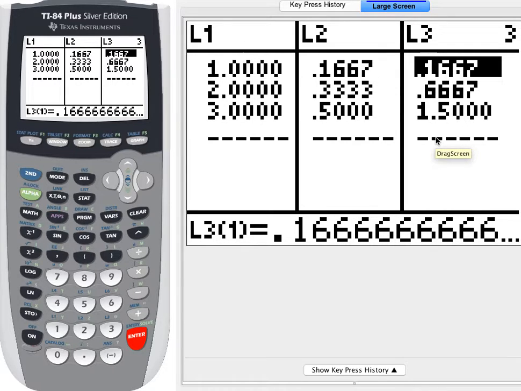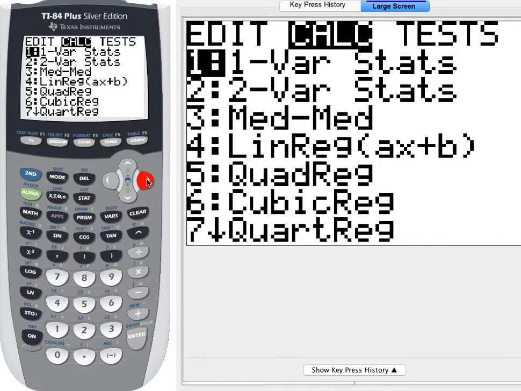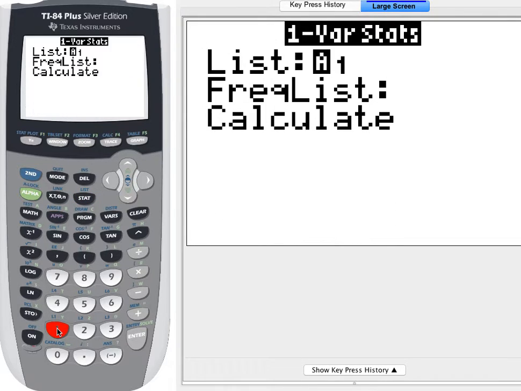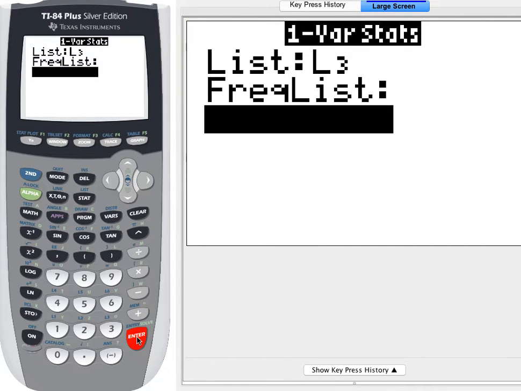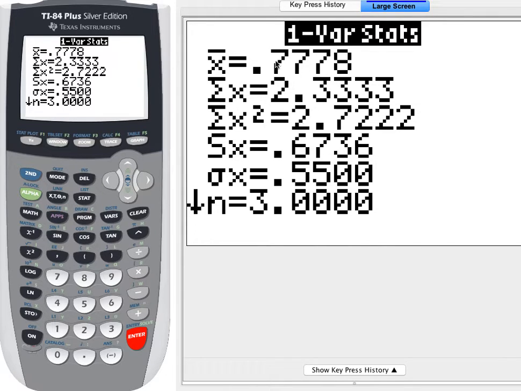Now the last thing I want to do is add these up. Again, it's easy, there's only 3 of them, but if you had a bunch, you probably don't want to use a calculator. So all I would do is go to Stat, Calculate, Option 1, One Variable Statistics, but I want it on L3. And then calculate.